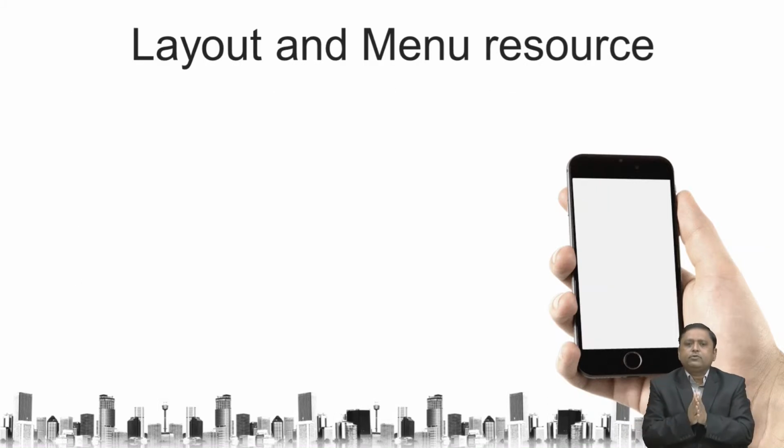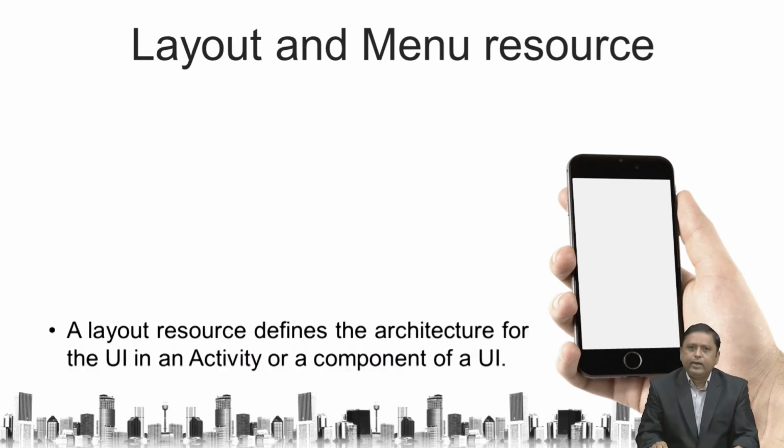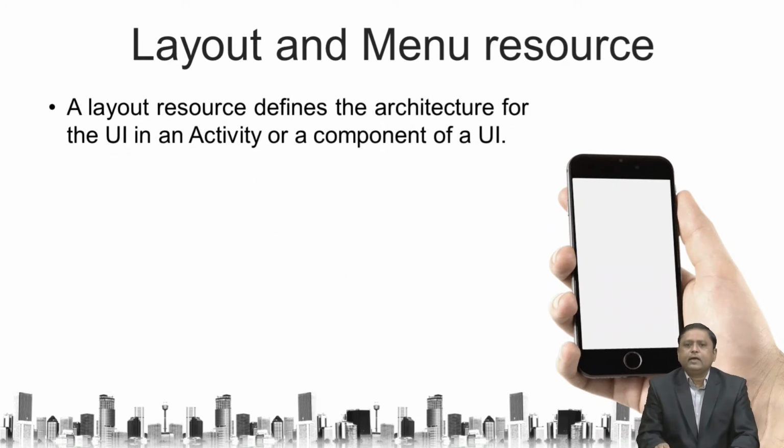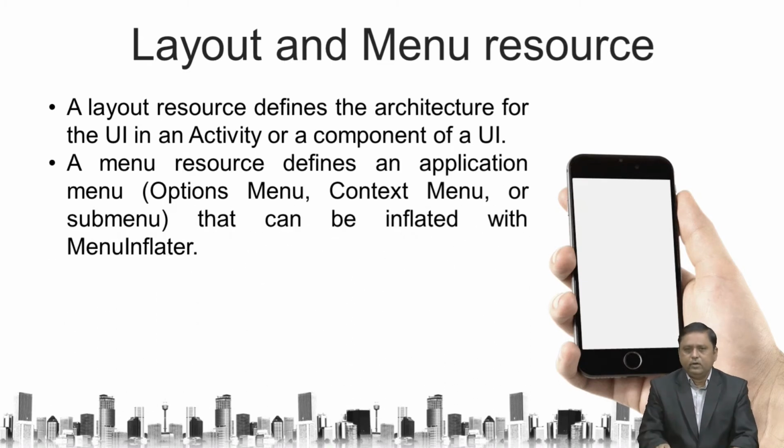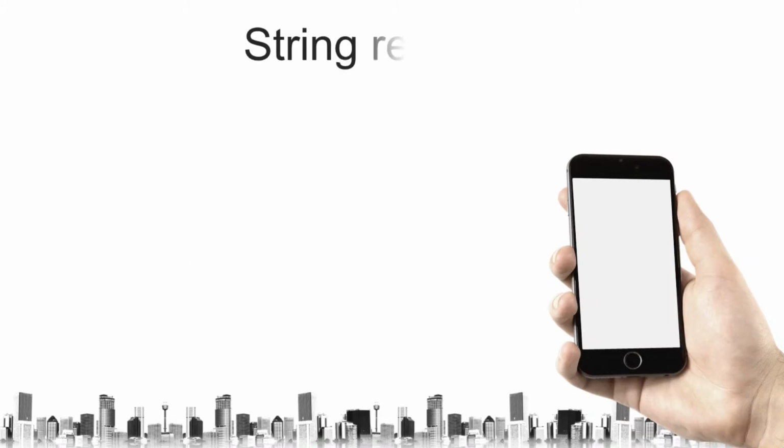The next type of resource is called layout and menu resource. We have already used layout resource. A layout resource defines the architecture for the user interface in an activity or component of a user interface. We have already learned layout. A menu resource defines an application menu such as option menu, context menu or sub menu that can be inflated or shown with a menu inflater. We will also learn how to use menu resource in your application.